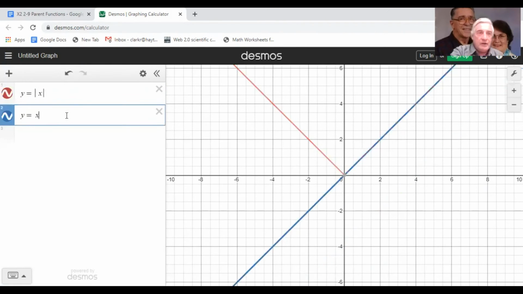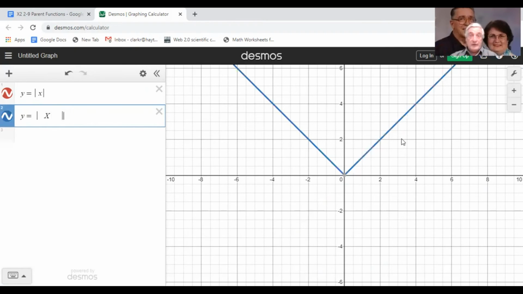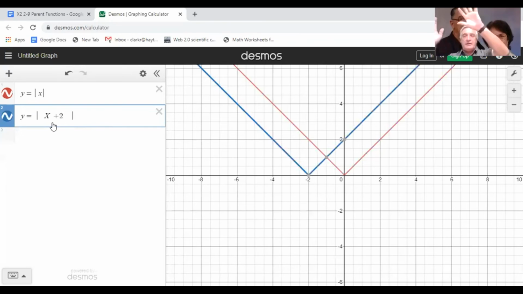Now let's do that again. Y equals the absolute value of x. Give me plenty of space. Right now, both functions are the same, so all you're seeing is one. What happens if I add 2 in here? If I add 2 in here, am I going to change the domain or the range? What did I do? I took my parent function V that ended at 0, 0, and I moved it 2 spaces that way.